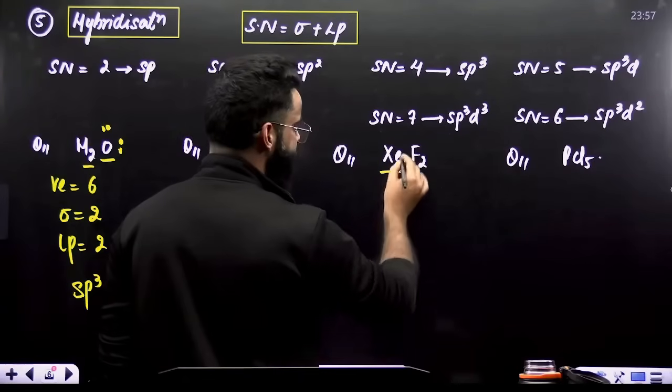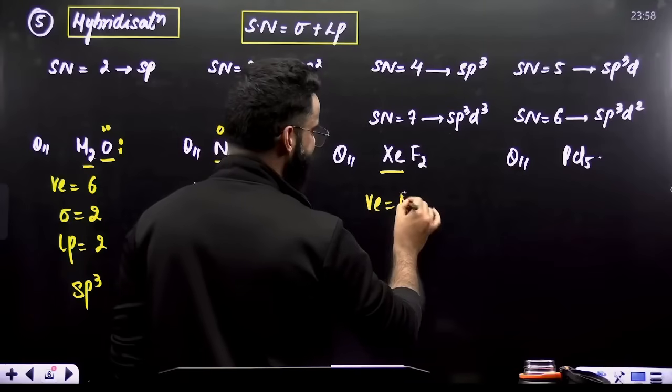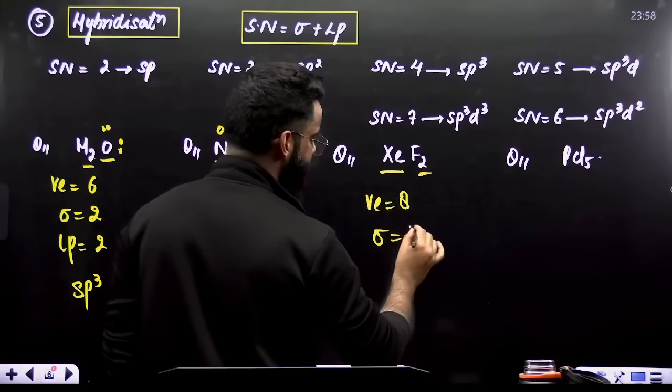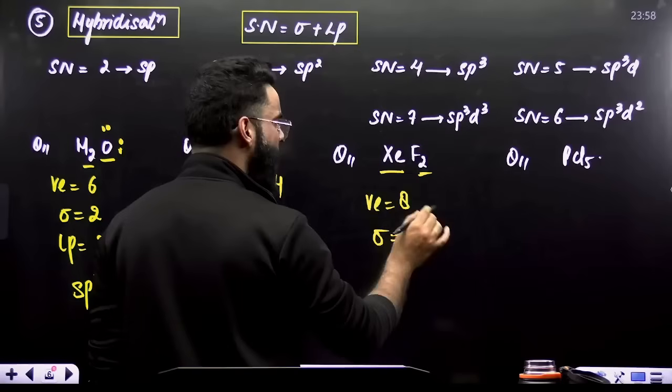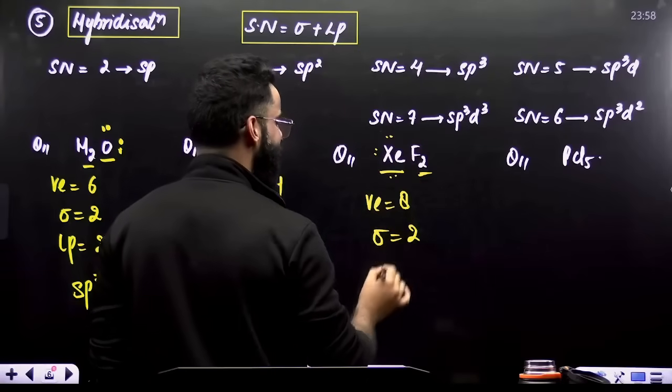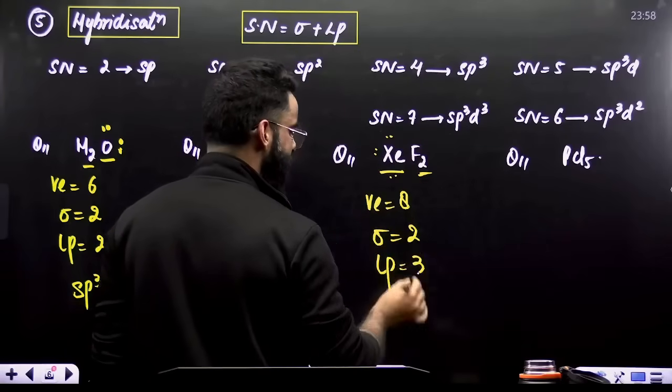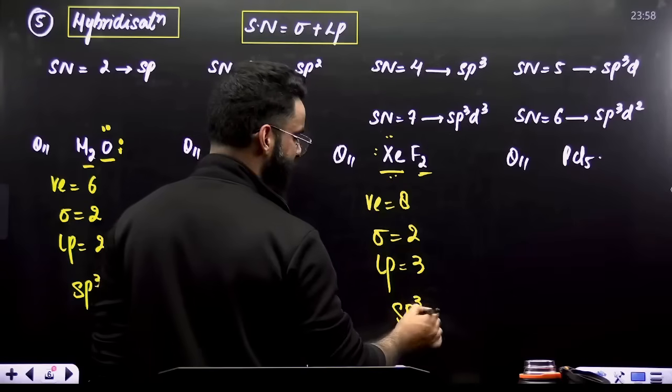XeF2, for example, xenon. How many valence electrons does xenon have? 8. How many surrounding atoms? 2. So sigma bonds are 2. So out of 8 valence electrons, 2 have been utilized. So 6 will be there as such in the form of 3 lone pairs. So 3 plus 2 is 5. Hybridization will be sp3d. Right?